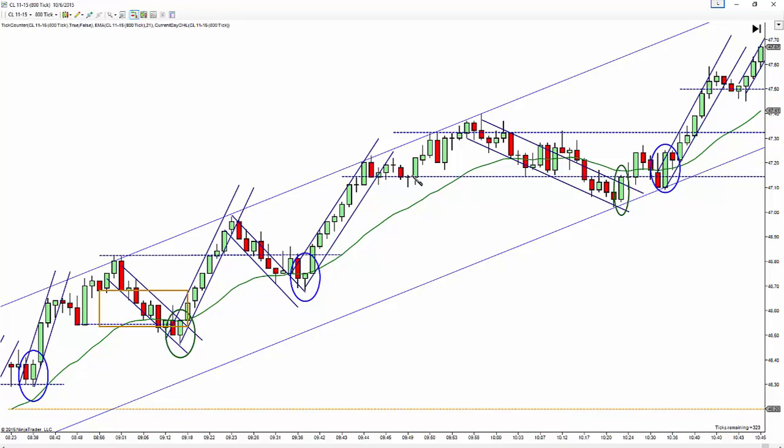Again, here's a second entry long right here. And unfortunately, if you're aggressive, you might take a trade like that. The problem is that it's away from the EMA. We're getting close to the highs, not enough room to get out. And then this Doji right here is a second entry short. But again, we're above the EMA. Didn't like it from that standpoint.